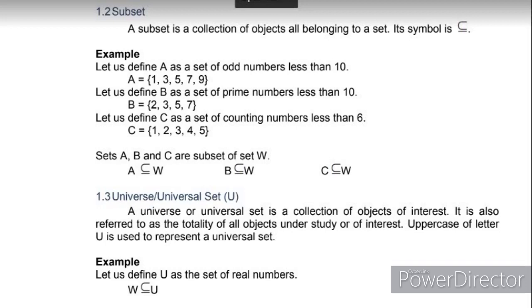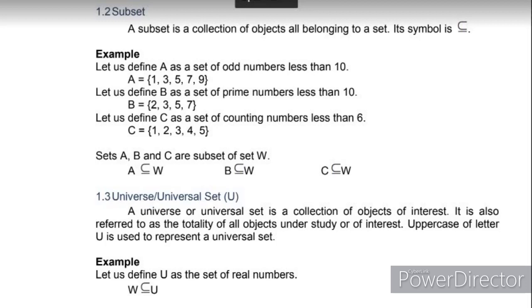Next, let us define C as a set of counting numbers less than 6. So we will write capital letter C is equal to {1, 2, 3, 4, 5}, because 1, 2, 3, 4, 5 are counting numbers less than 6.